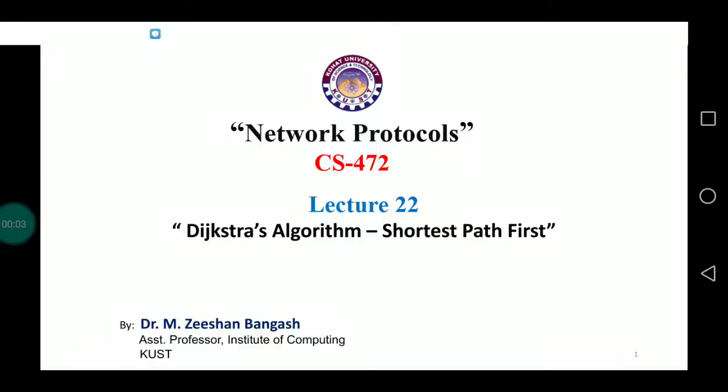Welcome to the course of Network Protocols. I'm your instructor Zeeshan Bangash, and today we will be talking about a shortest path first algorithm, Dijkstra algorithm, and we will be discussing the execution of this algorithm. This is lecture number 22. So let's move to the outlines of our today's discussion.